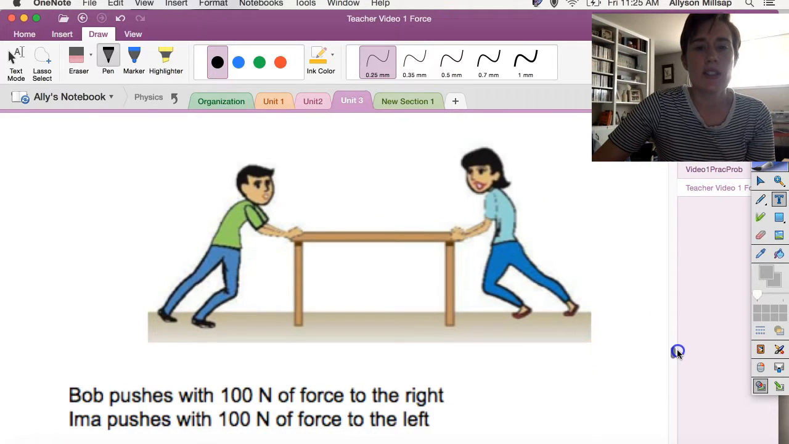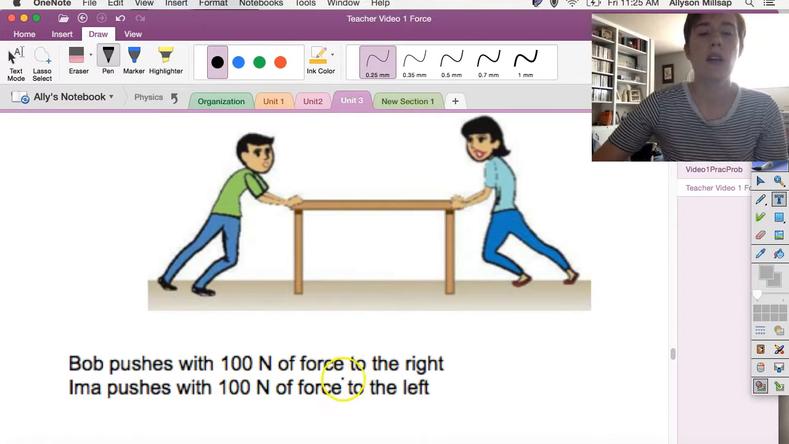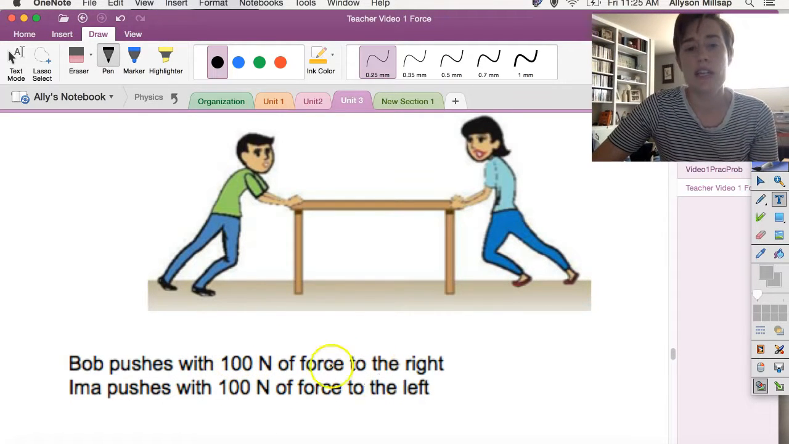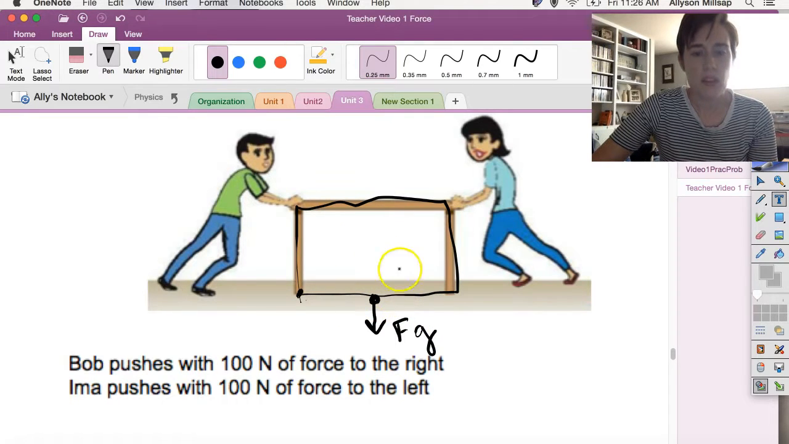Okay, next I'm going to add in actual numbers of force, because the amount of force that's included in each of your arrows makes a difference. Okay, here's your table. The table is resting on the ground. The table is pushing down on the ground due to the force of gravity. The ground is pushing back up on the table. That's called the normal force.